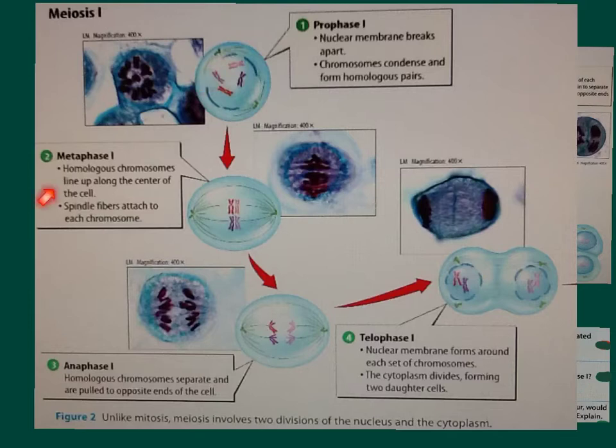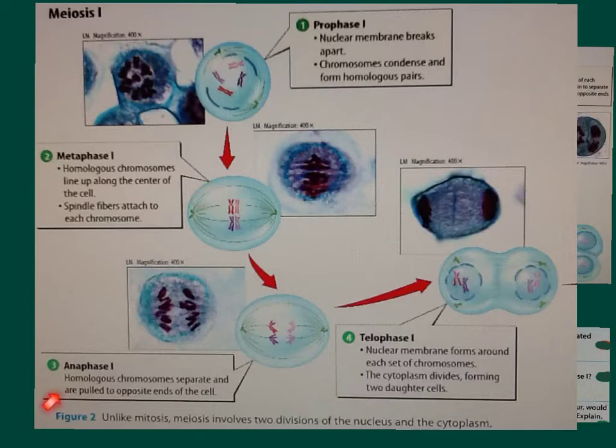The second one is metaphase. Homologous chromosomes line up along the center. Remember we talked about the center line? And in this case, the spindle fibers, which are the ones at the very ends of the cell, are attached to each chromosome. That's what the green lines going across the circle are.